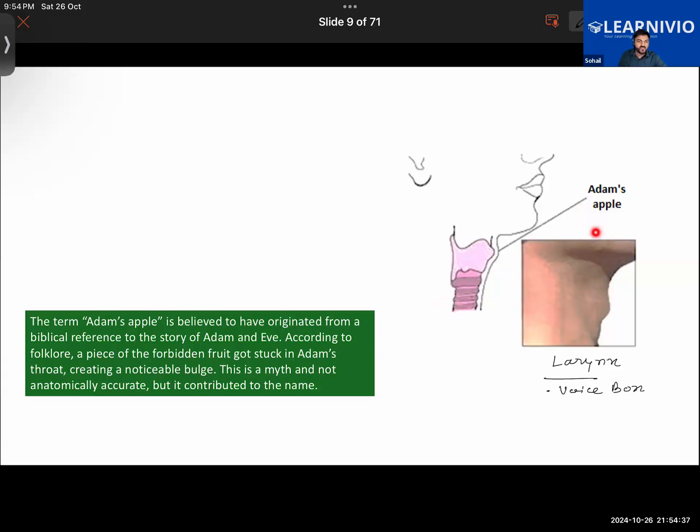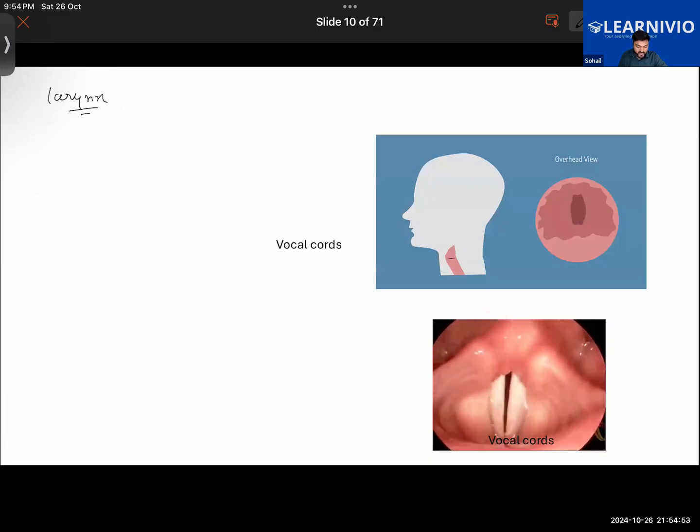And somehow this came to be known as the Adam's apple. But this is a myth, and it is not accurate that the apple got stuck. There is no solid evidence to back up this myth. Getting it, Ibrahim? Yes. But nonetheless, that is how the Adam's apple came to be known.